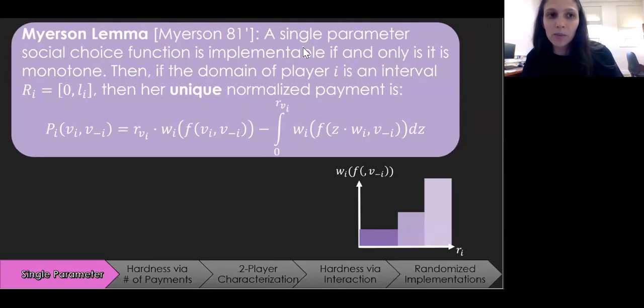So according to Myerson's lemma, a single parameter social choice function is implementable if and only if it is monotone, as we've said before. And also, if the domain of player I is an interval, then the unique payment is given by this formula, which has two terms in it. The first term is actually the value of the player whenever she bids this value. And the second expression is the area under the curve of the allocation graph between 0 and the scalar that she holds. But the allocation graph is this graph, I just remind you.